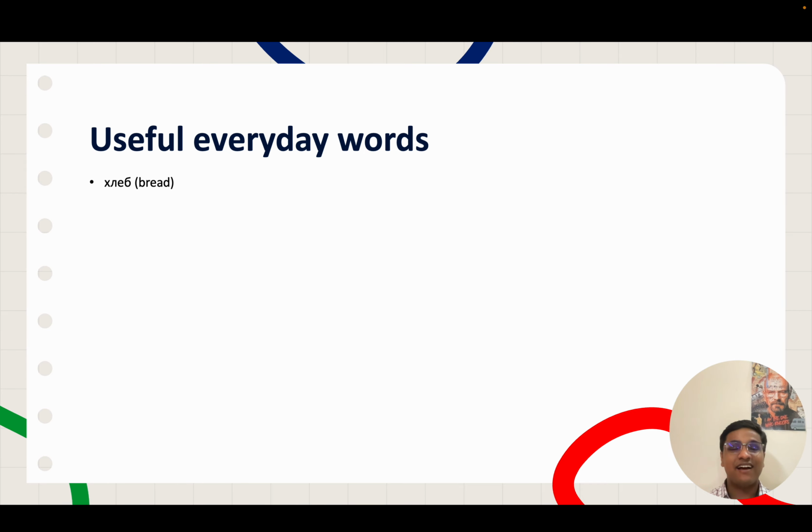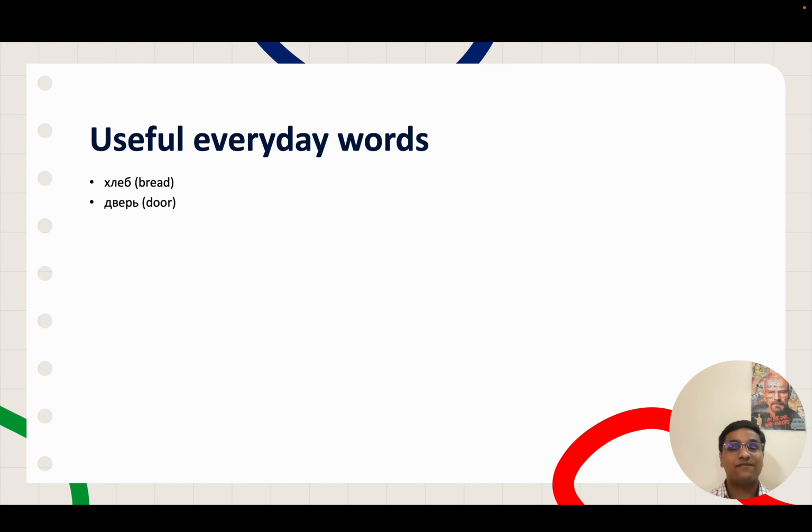The first word that we have is khleb. Spelling is K-H-L-E-B, khleb. Khleb means bread. Next we have dver. Dver means door. Spelling is D-V-E-R and myagkiy znak. If you would remember, myagkiy znak is used to soften the last consonant.